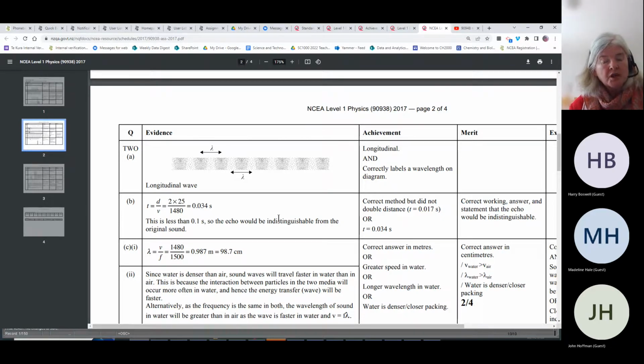The question didn't say calculate the time it would take. It said, would Mike be able to distinguish the sound? So you've got to answer that. So correct working and the answer, and I always say make sure you've got the unit as well, and that statement. Right, carrying on.